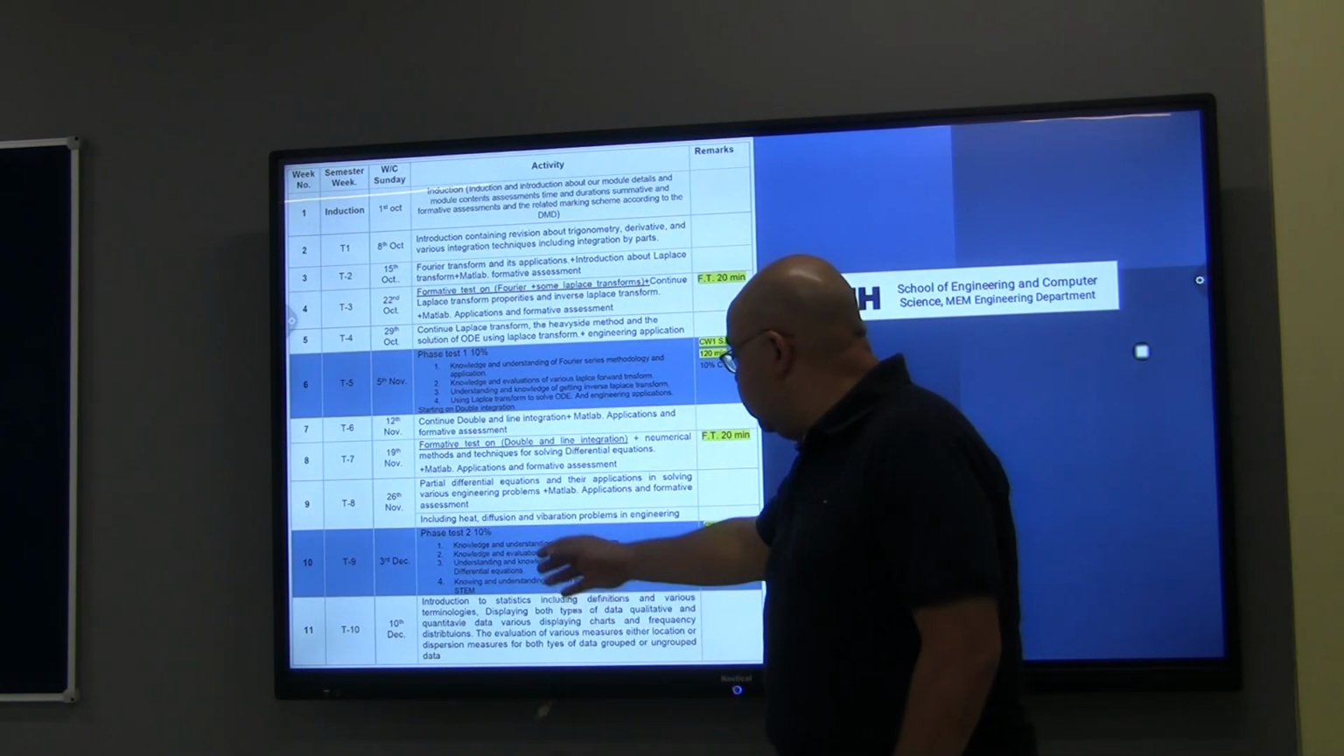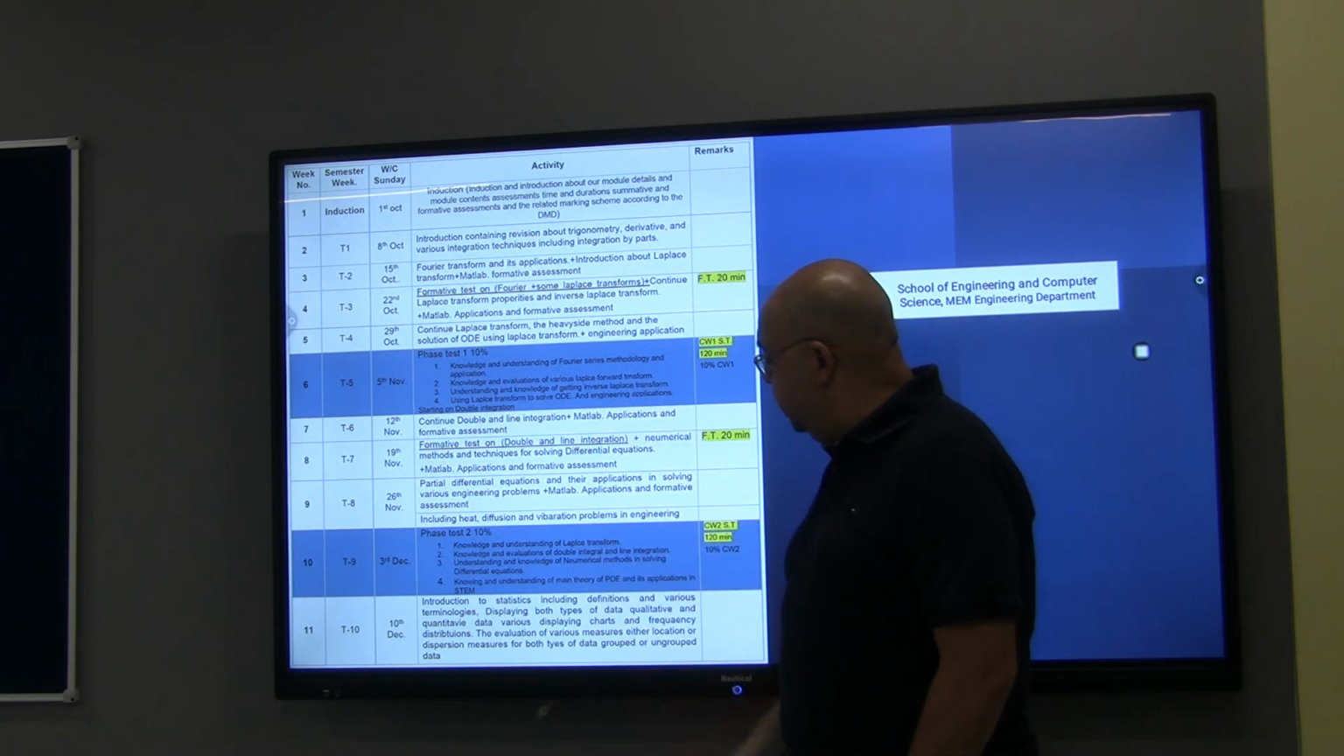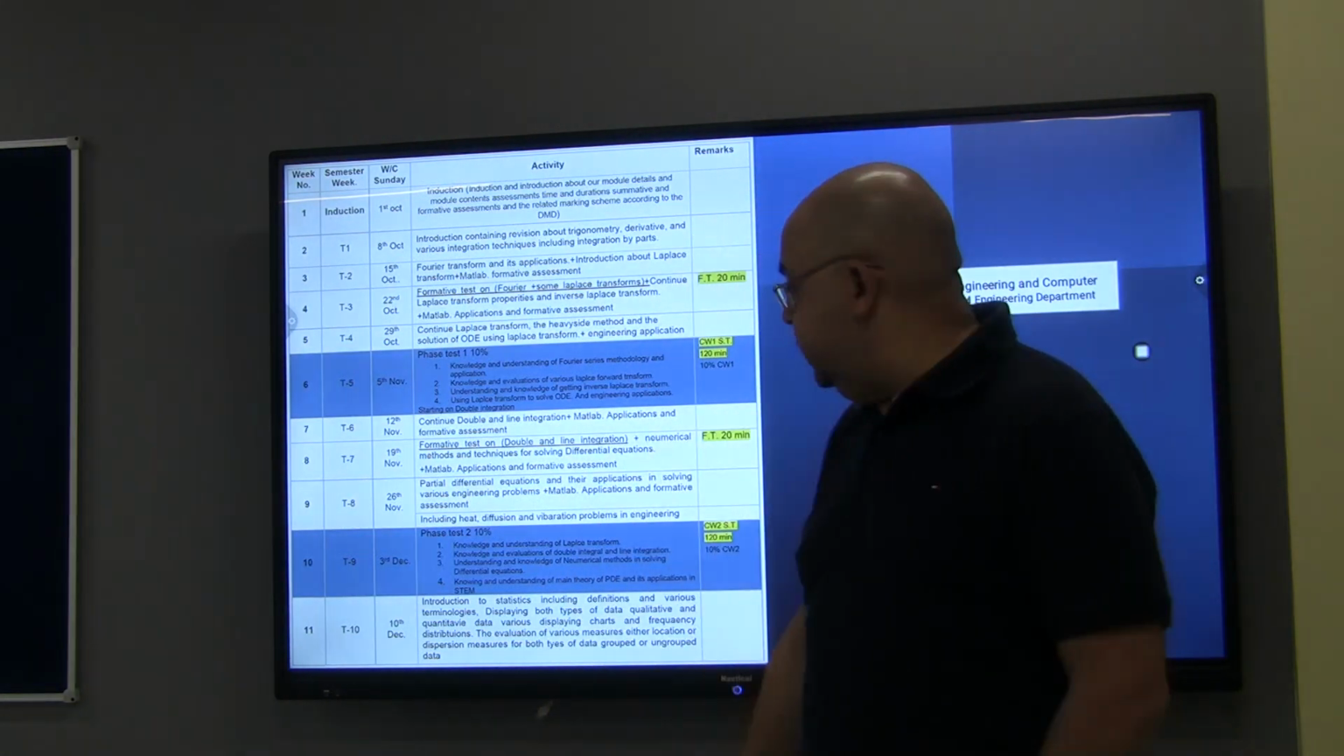Then, by week number 10, we will go to our second exam, which is phase test 2, and it's going to cover our understanding of Laplace, the double integration, the numerical methods that we have studied previously, and mainly partial differential equations and their application in STEM.